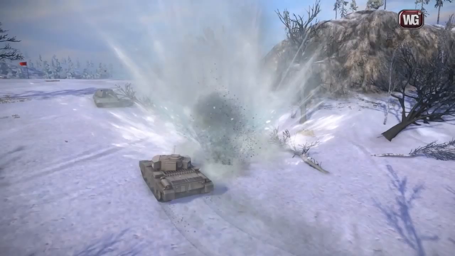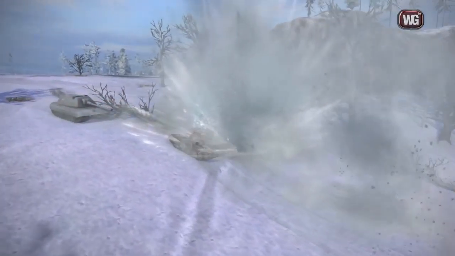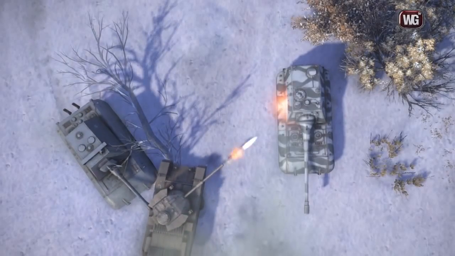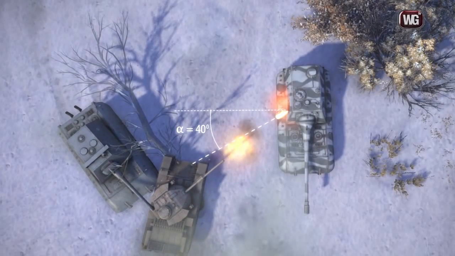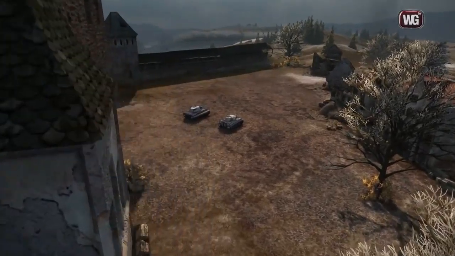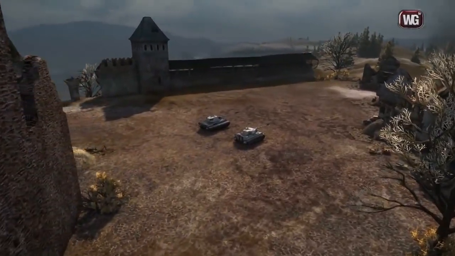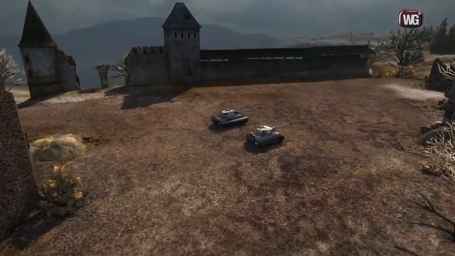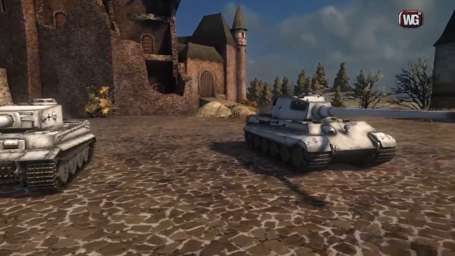If your shell hits the enemy armor at an impact angle of 45 degrees, the final impact angle after normalization will be 40 degrees, which will make the whole penetration process slightly easier. Let's calculate effective armor thickness with normalization for two well-known tanks, the Panzer VI Tiger and the Panzer VI-B Tiger II.